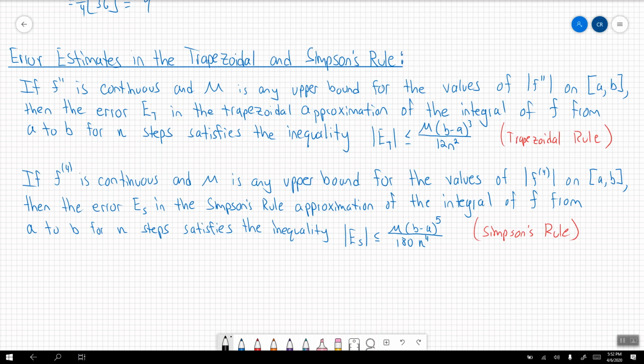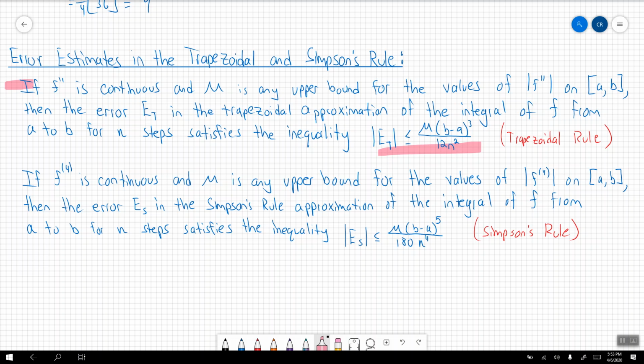The first paragraph that we look at is going to be the trapezoidal rule's error that we're observing. This says that if the second derivative of the function is continuous and capital M is any upper bound for the absolute value of the second derivative on the interval from a to b, then the error in the trapezoidal approximation for the integral will be given by this formula here.